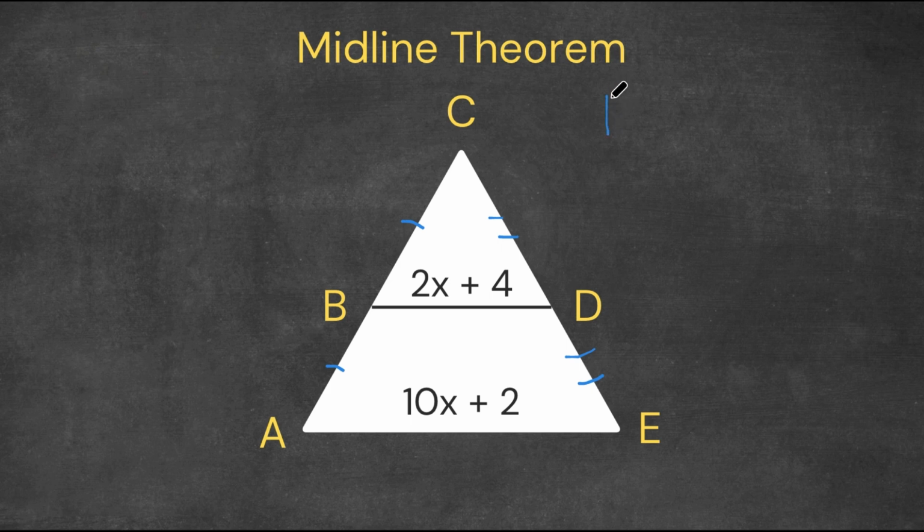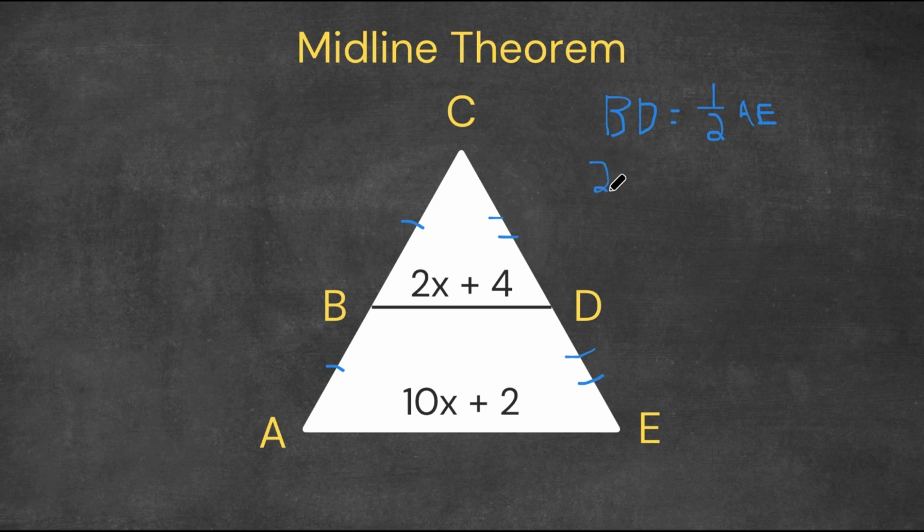BD is equal to 1/2 of AE. So in other words, BD is half of AE. So now we could simply just plug in our values here and solve for x.